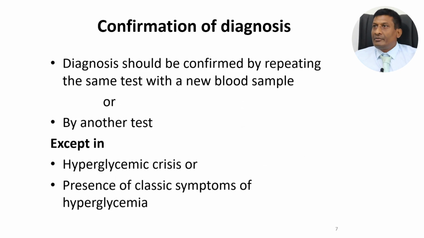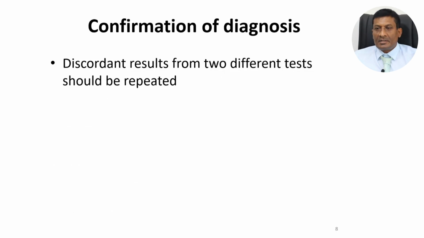The diagnosis should be confirmed by repeating the same test with a new blood sample or by another test, except in hyperglycemic crisis like diabetic ketoacidosis, and also in the presence of classical symptoms of hyperglycemia. So except in those two conditions, you have to repeat the tests using another method or another sample. If you see discordant results from two different tests, it should be repeated.